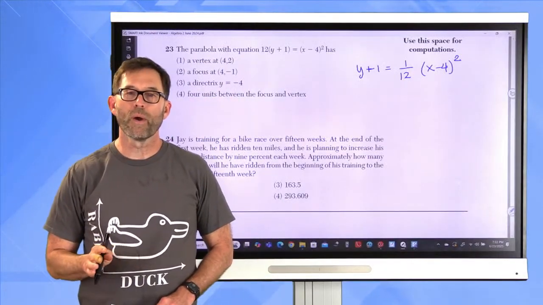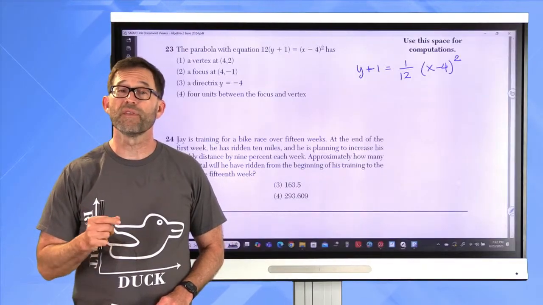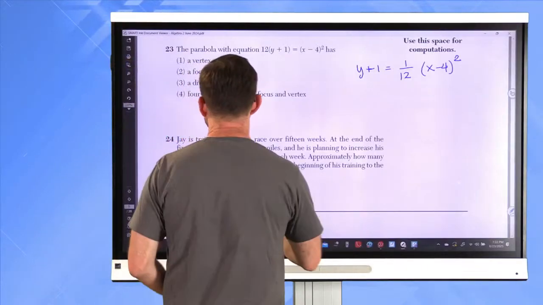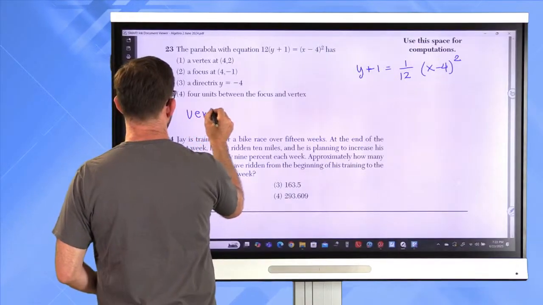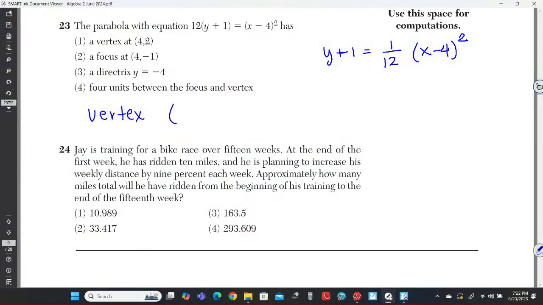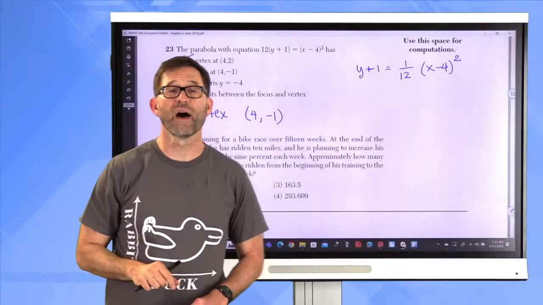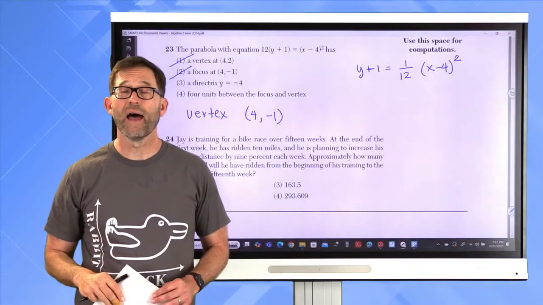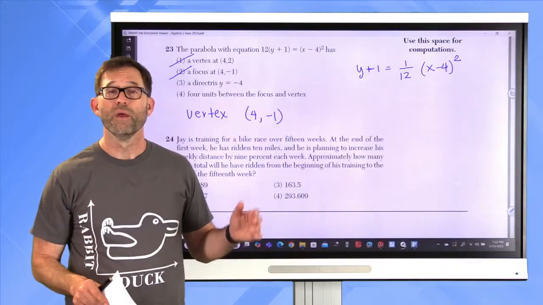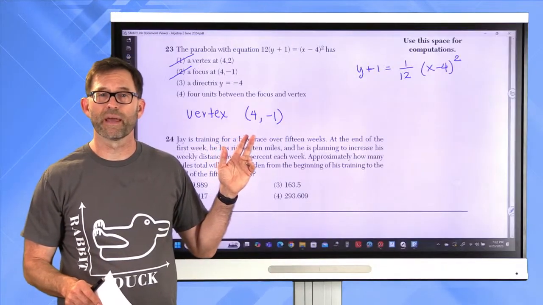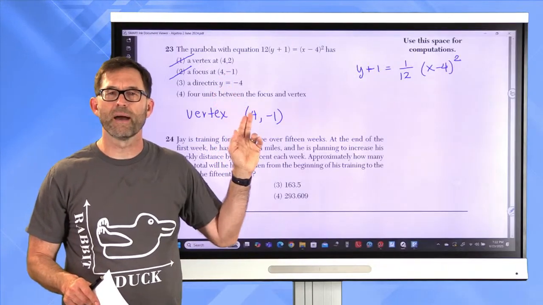Now, one thing right away that this tells me is that the vertex of this parabola is at (4, -1), right? So that means choice 1 is out, and that means choice 2 is out, because the focus and the vertex are not the same thing, and they never will be. So my vertex is at (4, -1). So how do I then decide between these two?